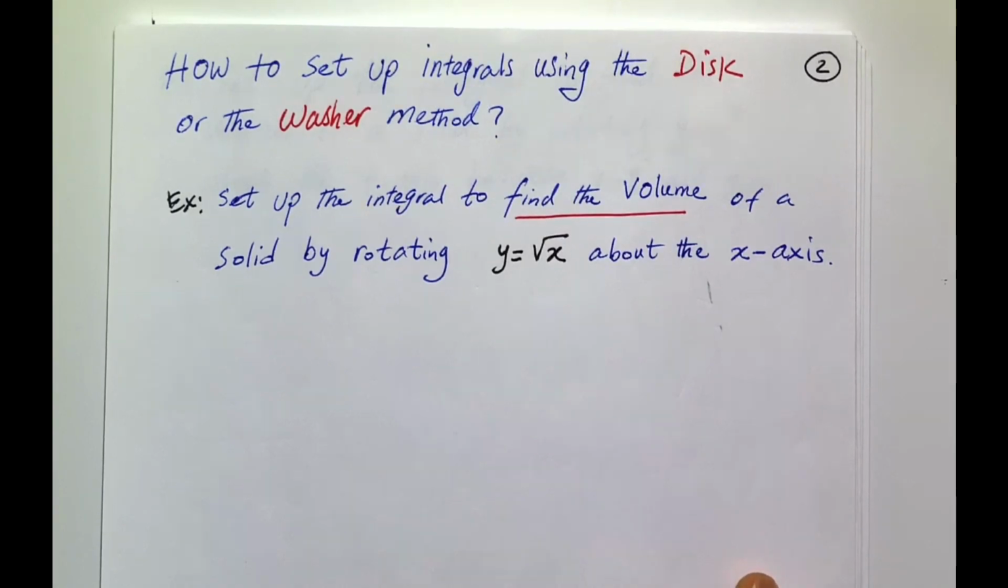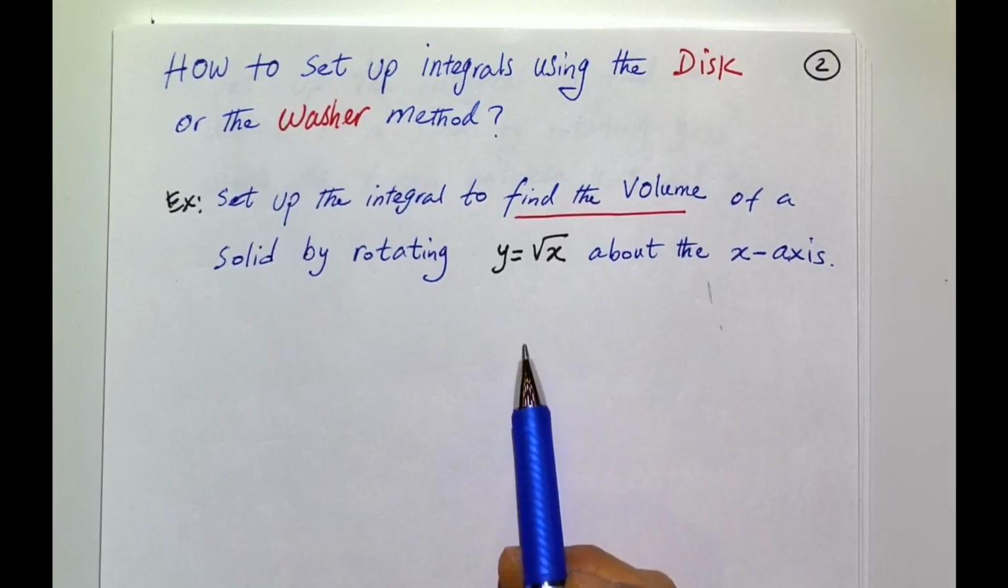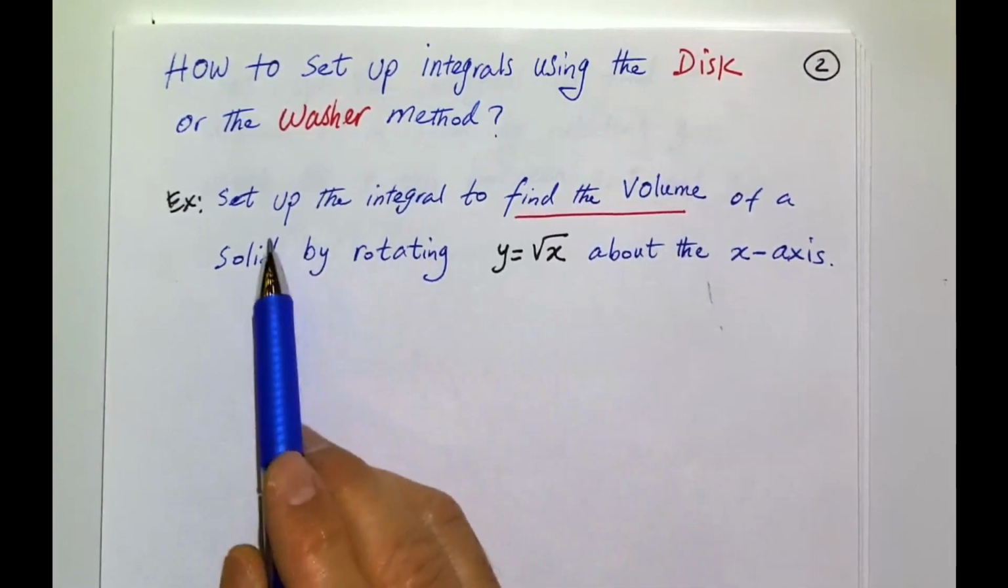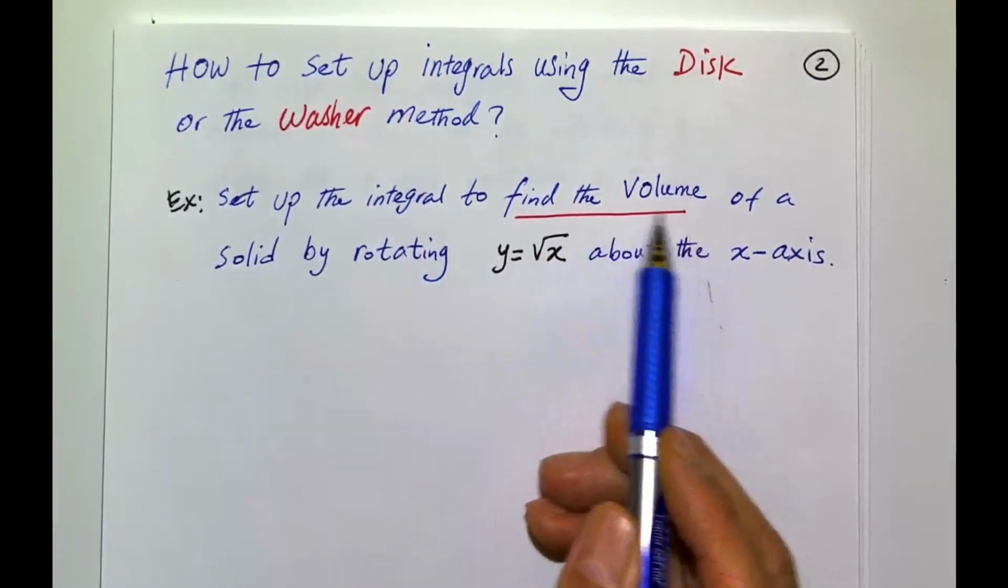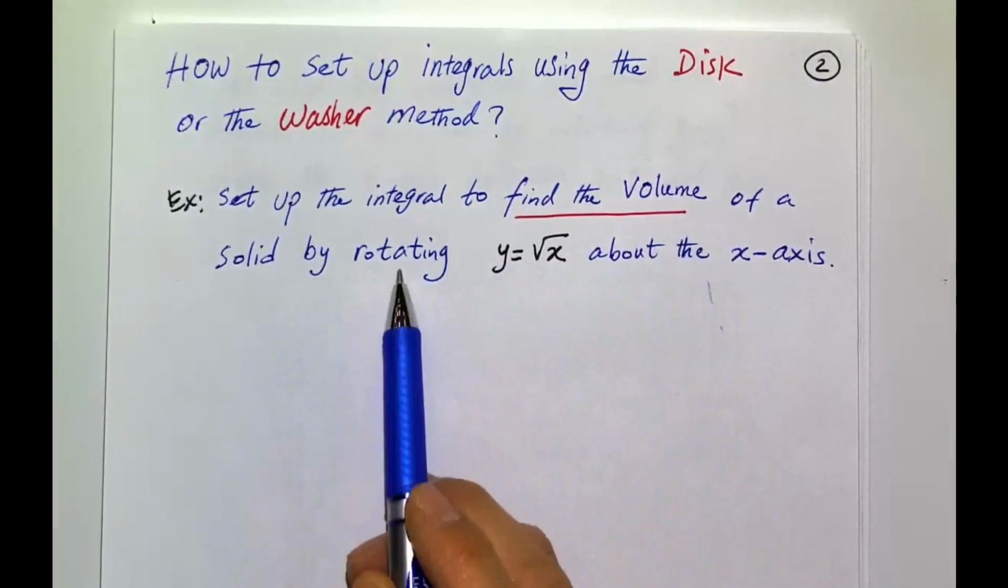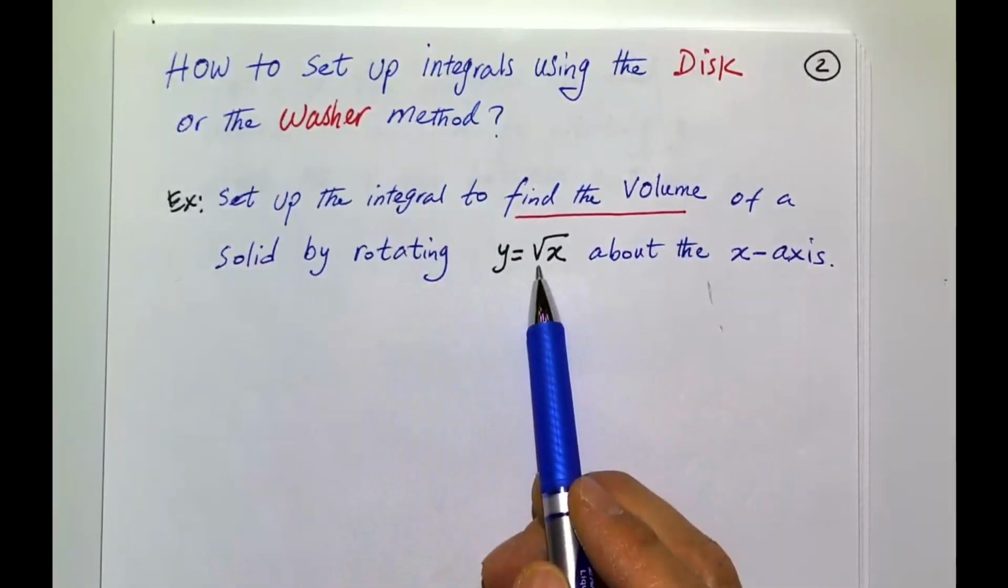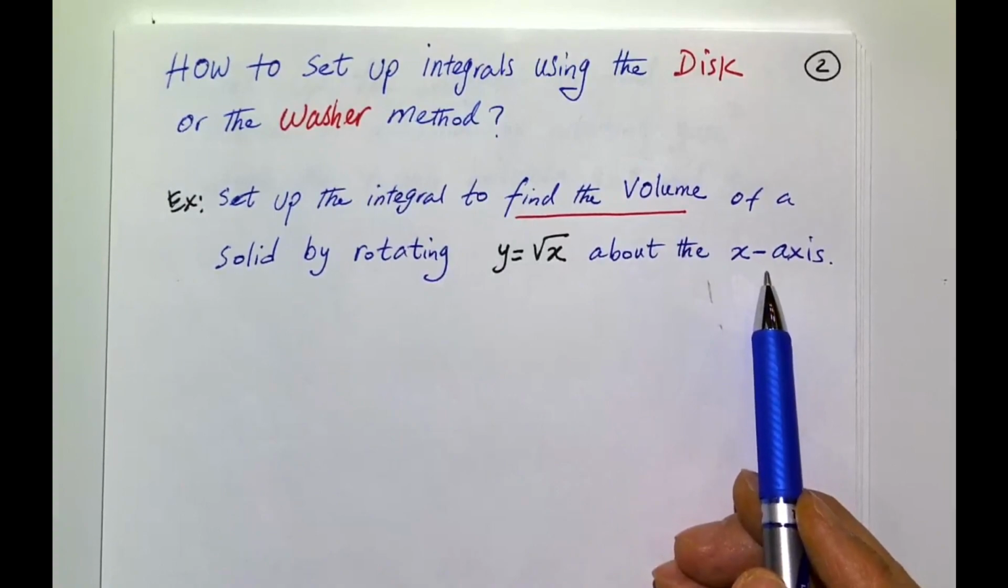That's the bulk of the lesson today, because once you take it that far, the rest is really, really simple expressions to integrate. You're going to have expressions like x minus x squared plus x cubed, something like that. So those are easy expressions to integrate. In this example, we want to set up the integral to find the volume of a solid by rotating this function about the x-axis.